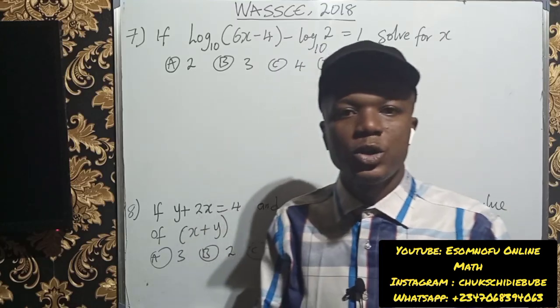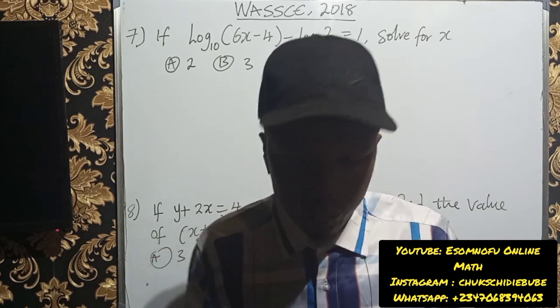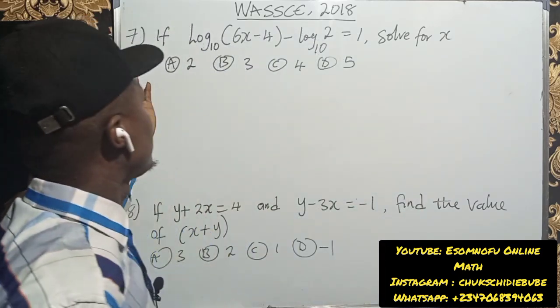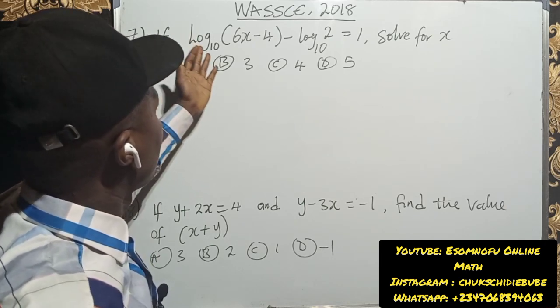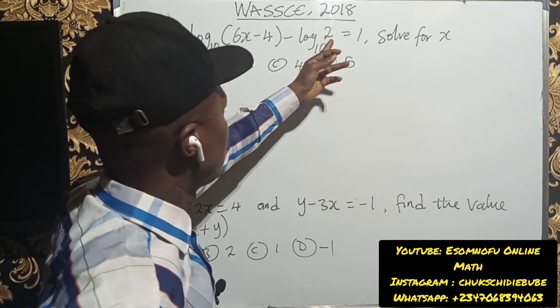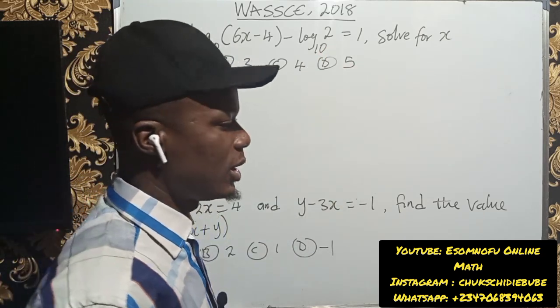Hello friends, we are going to continue with our work on the past WAEC questions, and we are still on 2018. So here the seventh question says that if log (6x minus 4) to a base of 10 minus log 2 to a base of 10 is equal to 1, we should solve for the value of x.